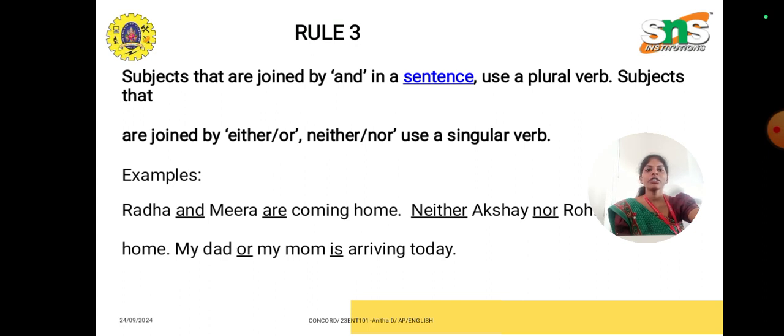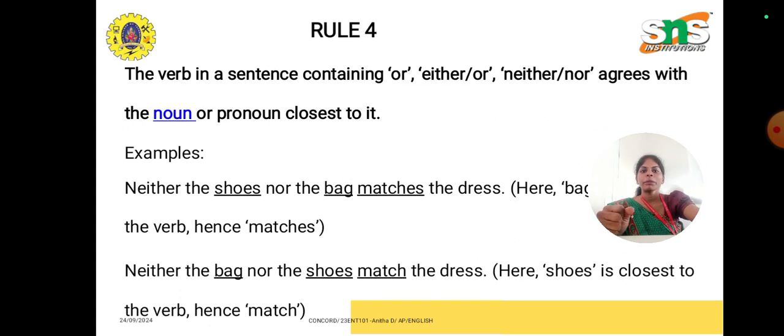and in a sentence use a plural verb. For subjects that are joined by either or, neither nor, either or means this or that, so it might be a singular one. Example: neither Akshya nor Rohit is coming. In this one, any one is coming, so you have to go with the singular form. And rule number four is the verb in a sentence containing either or, neither nor agrees with the noun or pronoun closest to it.